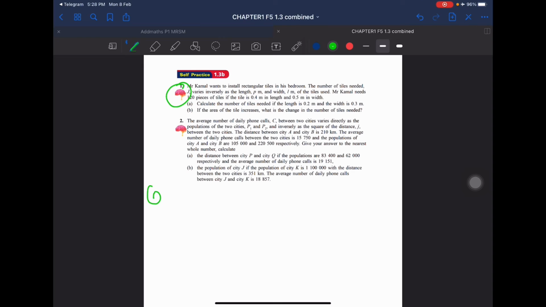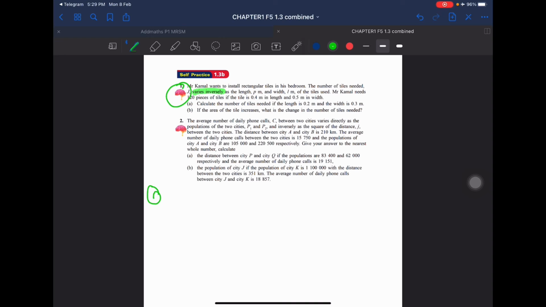Mr. Kamal wants to install regular tiles in his bedroom. The number of tiles needed, J, varies inversely as the length P and width L of the tiles used. Mr. Kamal needs 120 pieces of tiles if the tile is 0.4 meter in length and 0.5 meter in width.